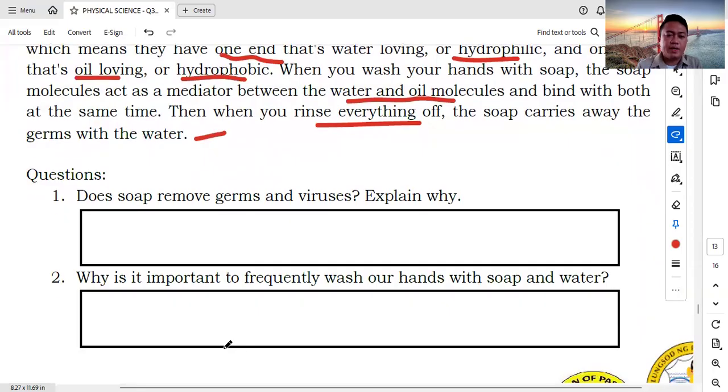So the first question now is, does soap remove germs and viruses? Kindly explain why. Second, why is it important to frequently wash our hands with soap and water?